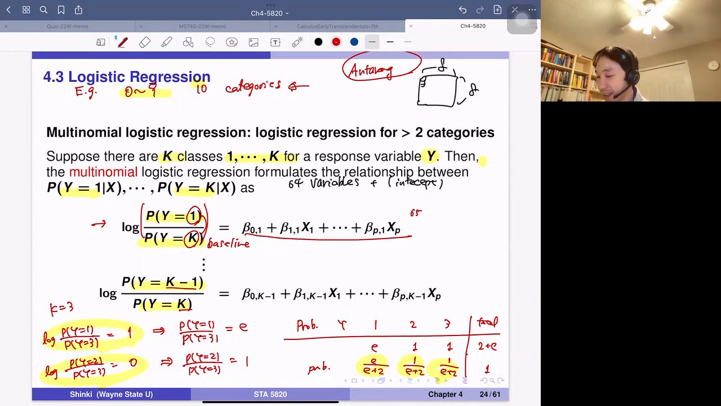So just to think about the model, right? We are taking ratios, right? So we have 3 groups. We have to compare the probability of y equal to 1 and the probability of y equal to 3, and also 2 and 3. We have to have the 2 ratios to get all of these probabilities.